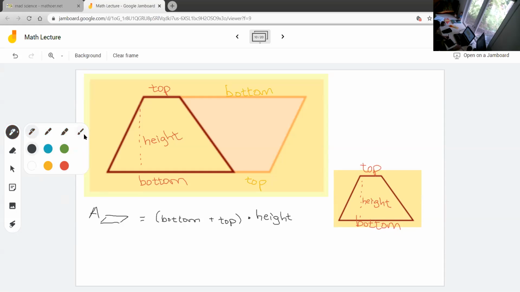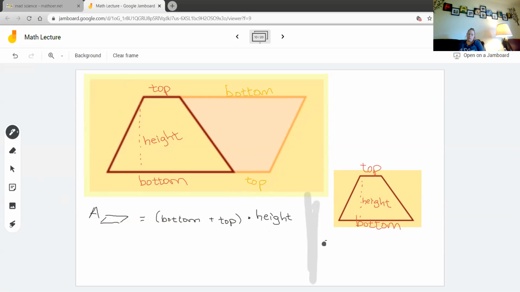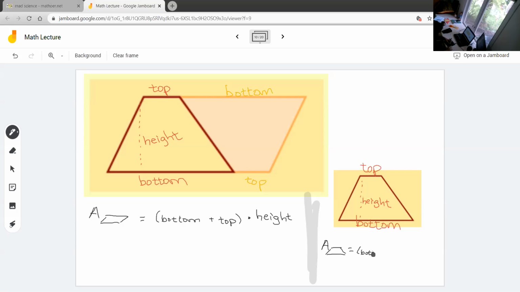So what do we do? Because we have this nice formula, but it's too big. It gives us the whole shape. Cut it in half. Divide by 2. So the area of the trapezoid is going to be, see if I can fit this all in, bottom plus top times height divided by 2. And I don't like how it ran over the edge of the slide, so I'm just going to use letters.